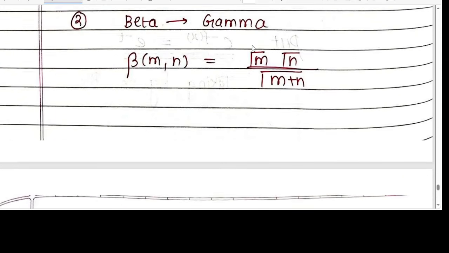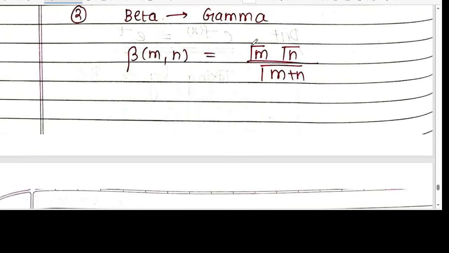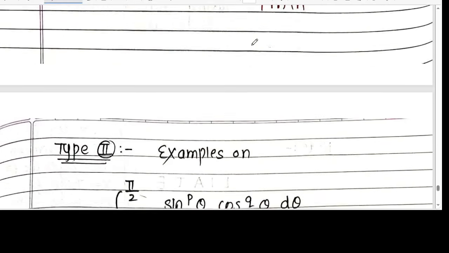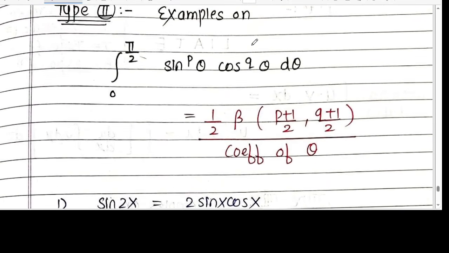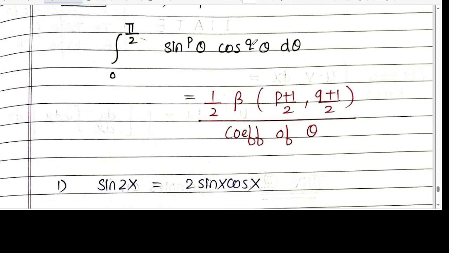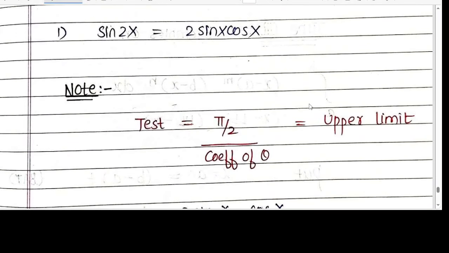Relation between beta and gamma we have already explained, that is gamma m into gamma n divided by gamma of n plus m. This is the formula. Again I am going to revise: integral 0 to pi by 2 sine raised to p cos raised to q theta d theta. Most important, don't forget here 1 by 2 is there: 1 by 2 into beta of p plus 1 by 2 comma q plus 1 by 2. These are the basic formulae.